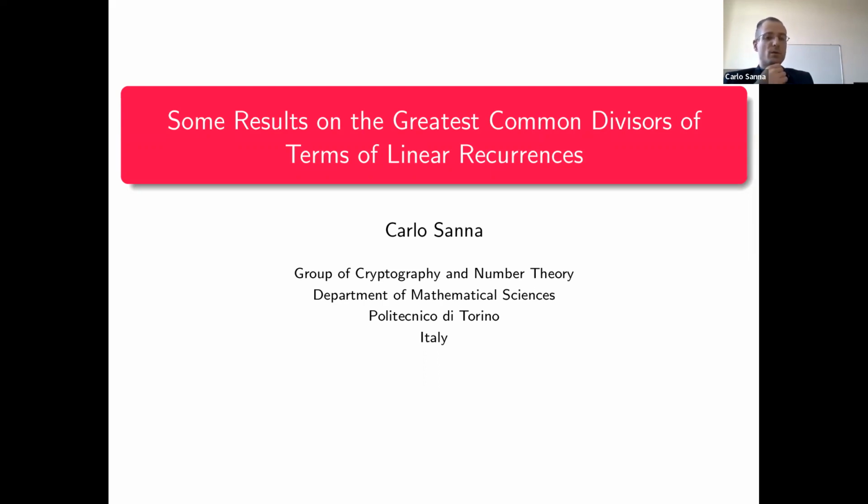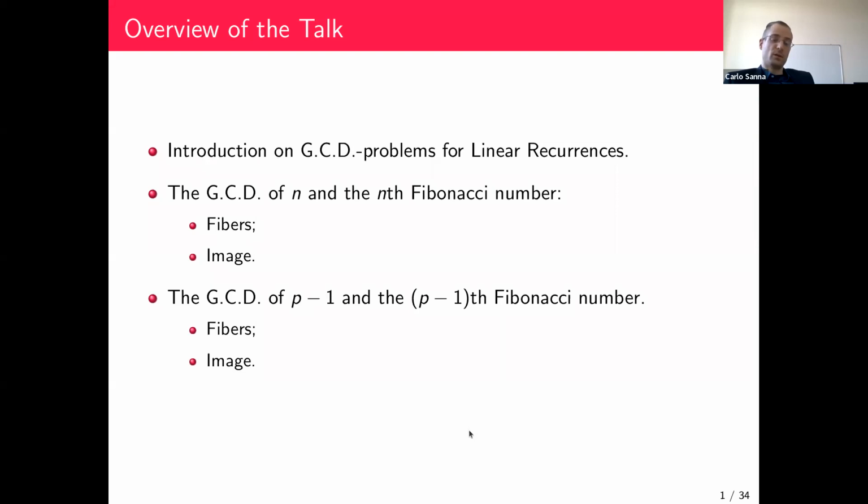So, as the title says, this is a talk on some results on the greatest common divisors of terms of linear recurrences. So, let's see a bit the structure of this talk. I will start with an introduction to these problems on GCDs of terms of linear recurrences, some of the important results and what can be done. Then I will focus on a special case, which is that of the greatest common divisor of n and the nth Fibonacci number.